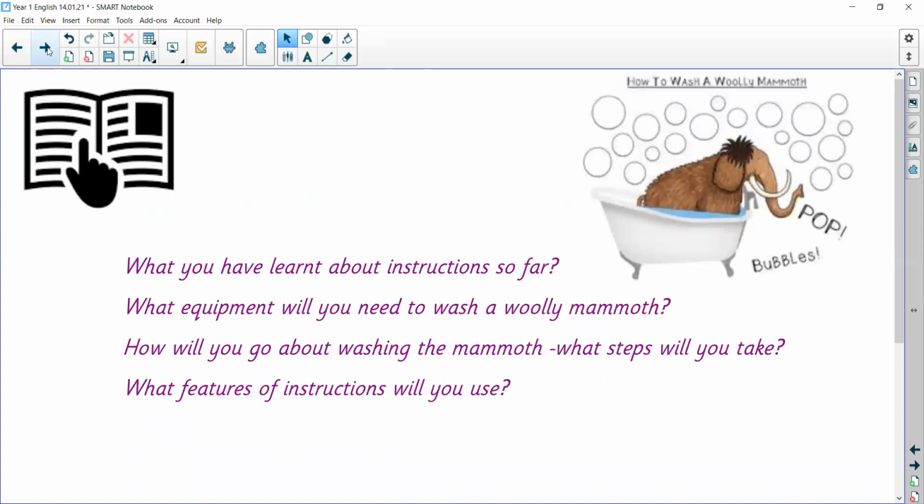So, what have you learnt about instructions so far? What do you already know? Have you listened to someone give you some instructions today? Have you given someone instructions today? In order for you to wash a woolly mammoth, what equipment will you need? How will you go about washing the mammoth? What steps will you take? And what features of instructions will you use? So these are the sorts of questions I want you to keep in your head as we are going through our learning today.